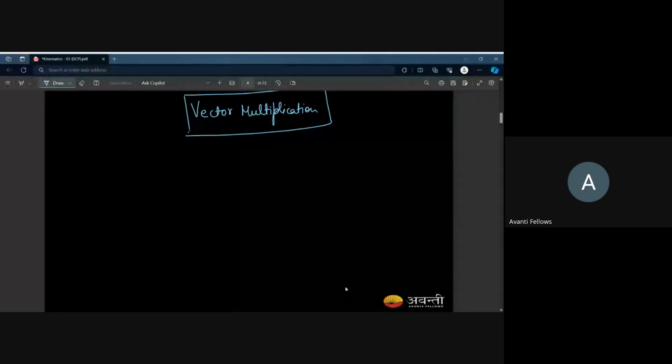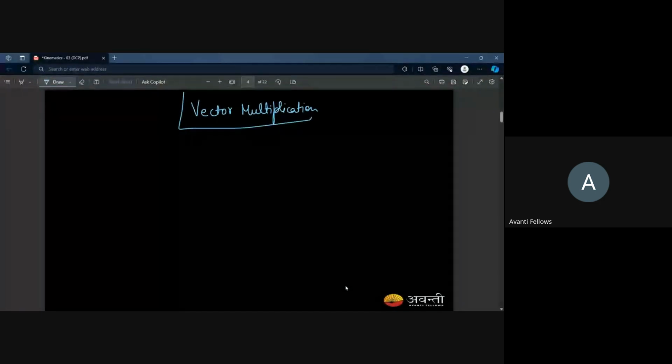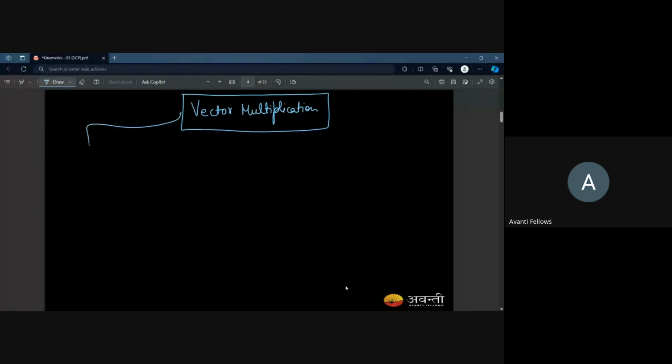Okay. Very good, Misbah. See, vector multiplication is of two types. One is called scalar product or dot product. And the other one is vector product or cross product. Very nice.